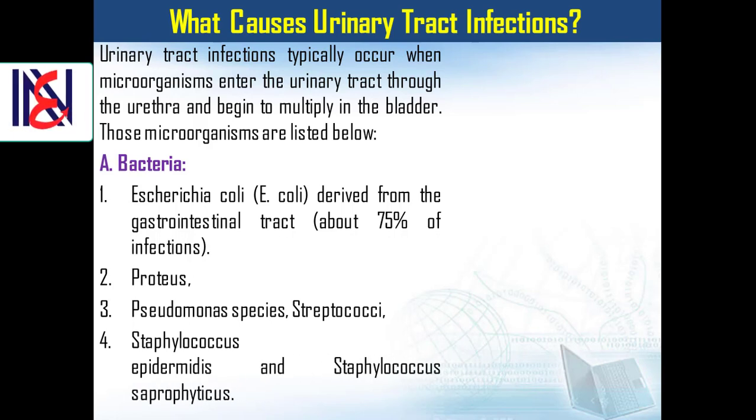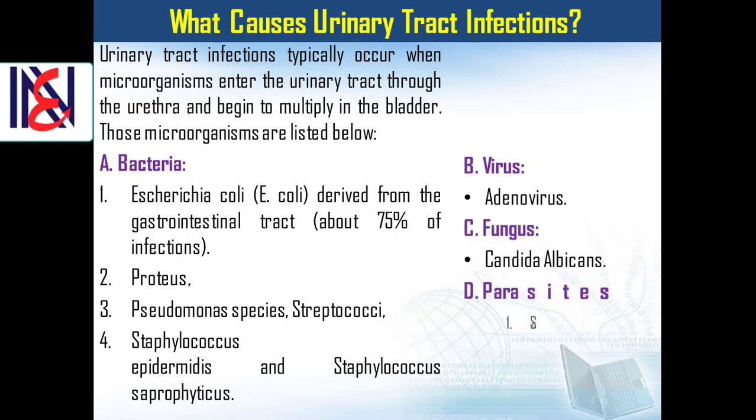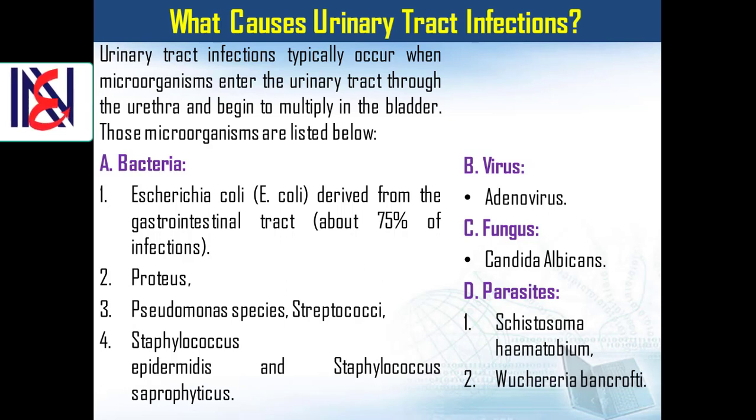2. Proteus. 3. Pseudomonas species, Streptococci. 4. Staphylococcus epidermidis and Staphylococcus saprophyticus. B. Virus. It includes adenovirus. C. Fungus. It includes Candida albicans. D. Parasites. It includes the followings. 1. Schistosoma haematobium. 2. Wuchereria bancrofti.